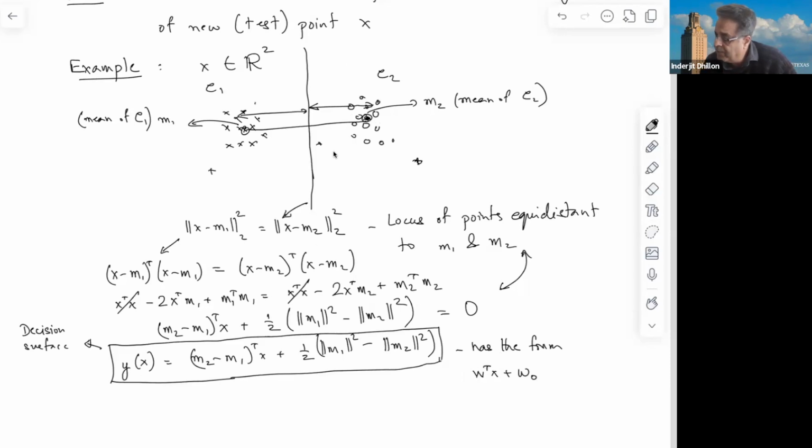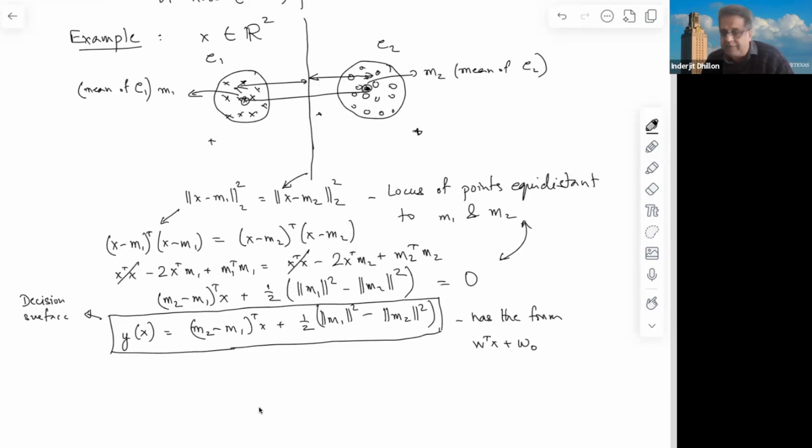We had class C1, we had class C2, and we just did a very simple modeling saying, hey, let's take the mean of class 1 and the mean of class 2. Let me think about joining those two points. Then the locus of all the points which are equidistant is given by this equation. And so I can get a very simple decision rule. I call this a decision surface.